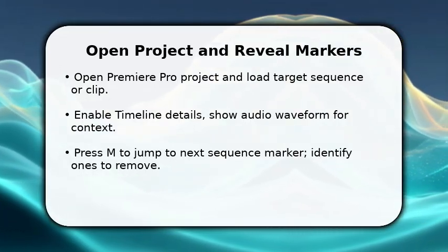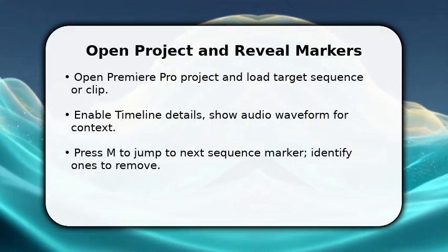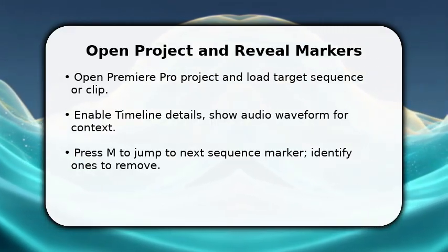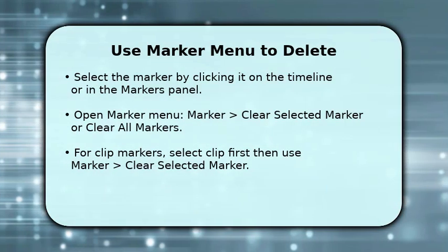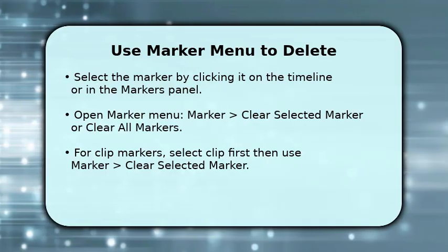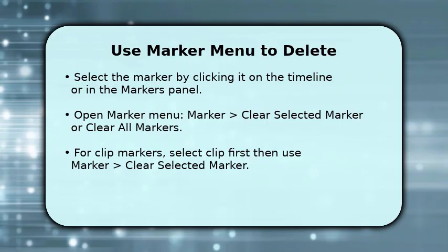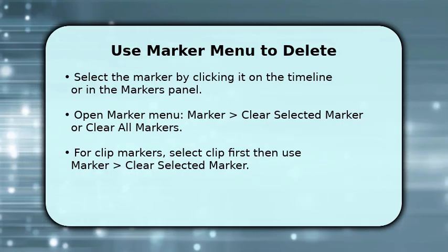Once you've identified a marker to delete, single-click it to place focus on the marker, so the next step operates on the correct item. Now remove the markers using the marker menu so nothing is left behind. With the marker selected on the timeline or with the clip selected for clip markers, go to Marker, Clear Selected Marker to delete just that marker.